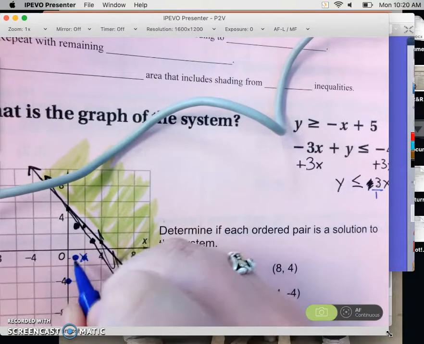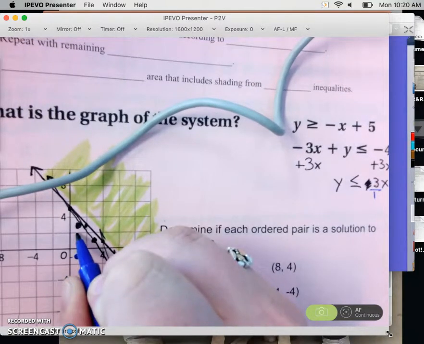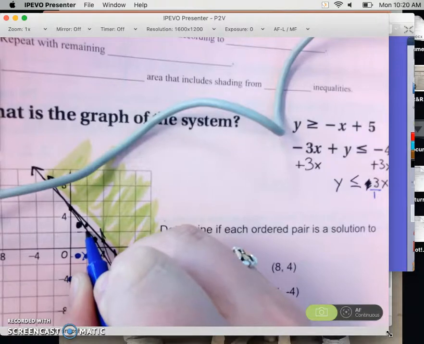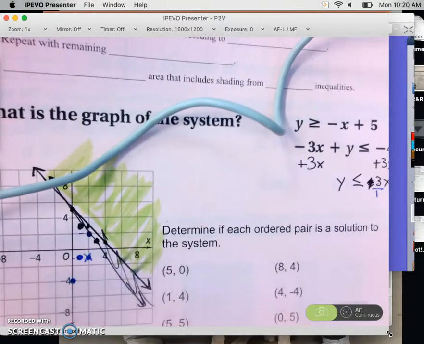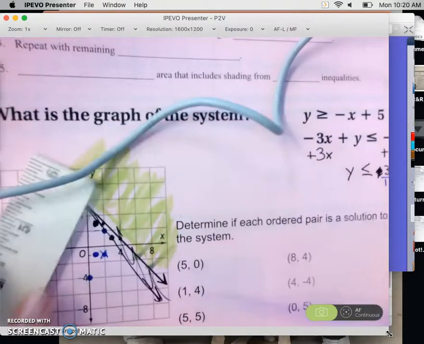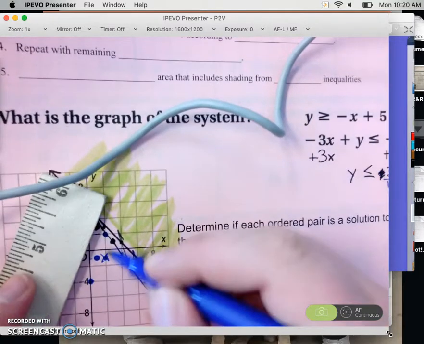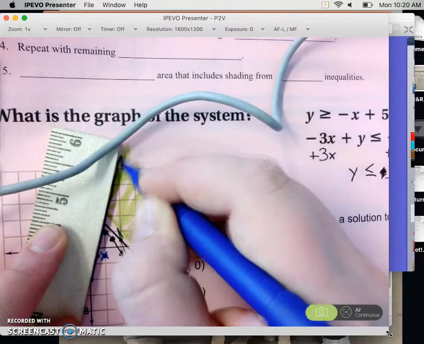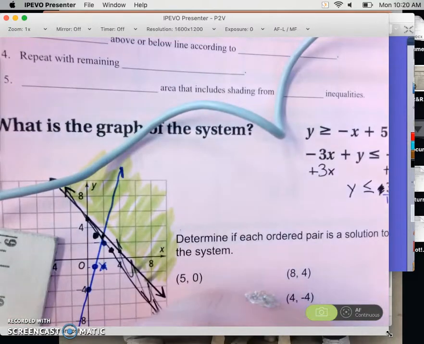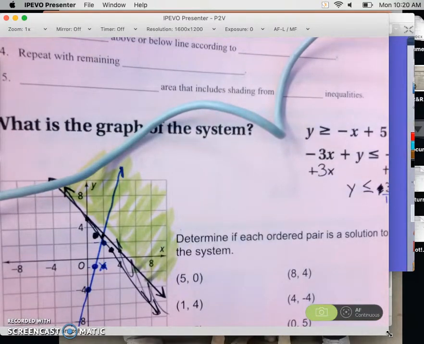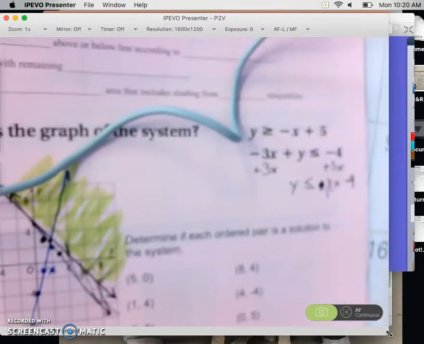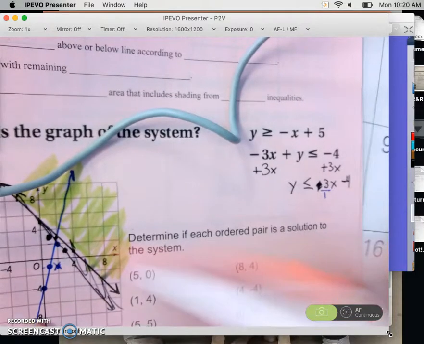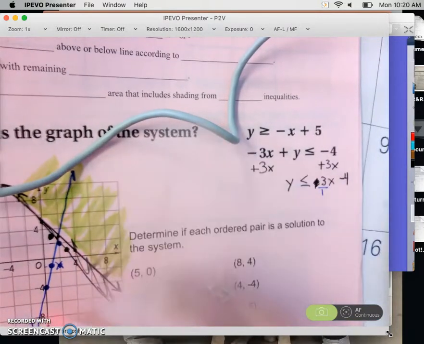Okay, so up 3 over 1. And then I would connect it. It's again or equal to, so I can draw a solid line. I'm going to use a different color, so this time it's going to be less than. So it's going to be below the line.